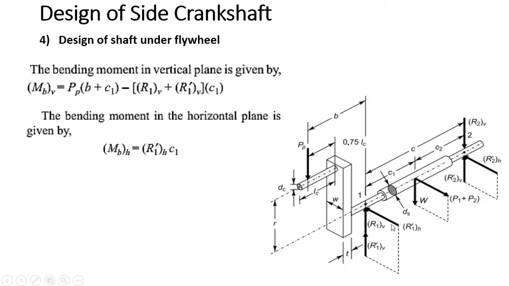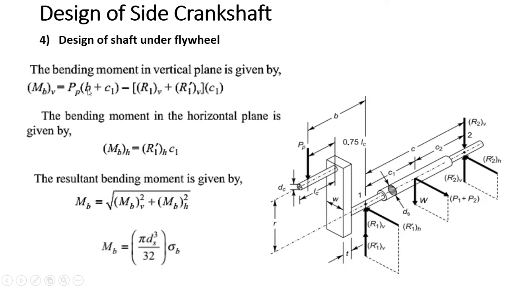Similarly for the horizontal plane, you will only have two forces, R1 dash H and R2 dash H. So R1 dash H into C1 will give the bending moment in the horizontal plane. So now next what you will do is, you have the horizontal component of the moment, you have the vertical component of the moment. You will just find out the overall resultant moment, that will be equal to the square root of the sum of the squares of these. And once you find that, you will get the value of sigma b, the bending stress in the flywheel case. Again you will determine this sigma b, and if this stress is less than the allowable stress, then the design is okay. Otherwise we have to redesign it. So otherwise the design is not safe, we can say.